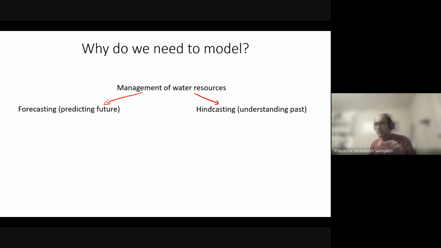So now, based on this, what is the role of this hindcasting or understanding the past? Does it have any role? Anybody has any thoughts? I've given you a clue.